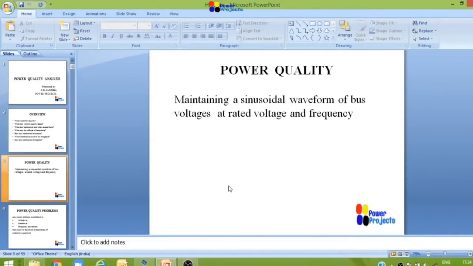Waveform of bus voltages at rated voltage and frequency. That is the waveform at all the buses, that is the bus voltages should be at their rated voltage and frequency, that is it should be free from deviations, voltage deviation or frequency deviation, and the waveform of the bus voltages should be sinusoidal in nature. It may be non-sinusoidal due to some disturbances, but maintaining a perfect sinusoidal waveform of the bus voltages at rated voltage and frequency is power quality.